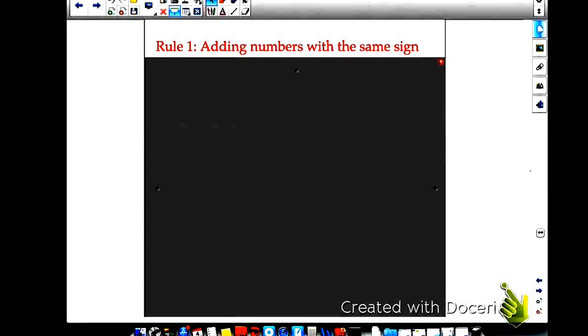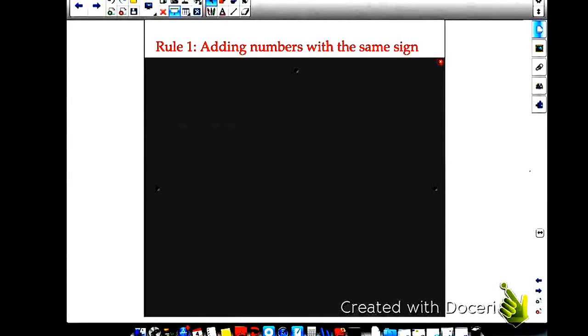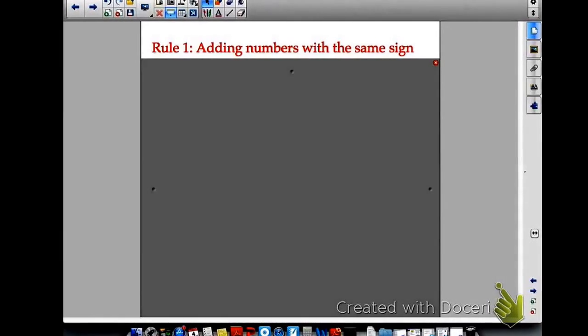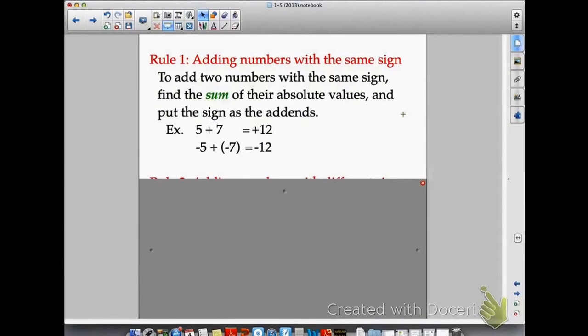Yes. When you're adding two numbers with the same sign, add their absolute values together and put the sign in front of the addends. So if you're adding two positive numbers, add the two numbers, and then put the positive sign in front of it. If you're adding two negative numbers, add the absolute value of both the numbers and put the negative sign in front of it. Right? Okay.